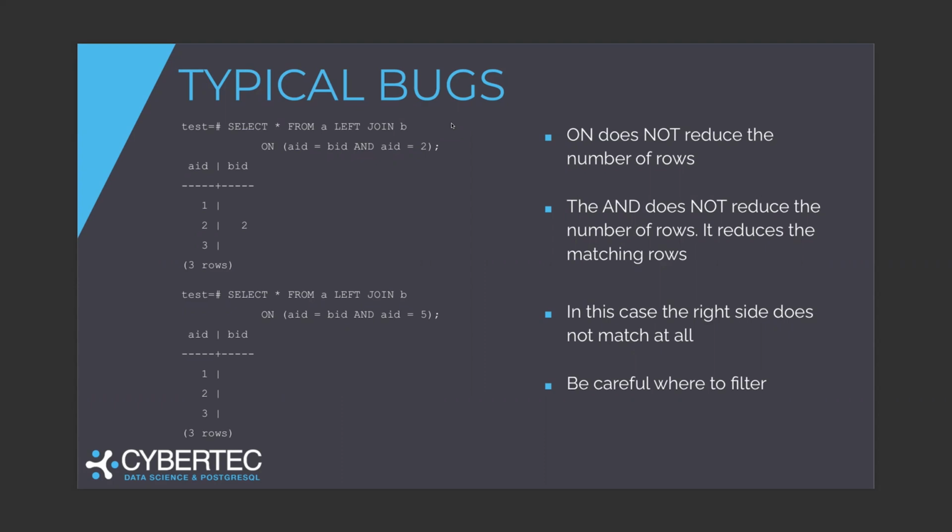So in this case, AID has to be BID, but we only match if AID equals 2. So we're still going to get 3 rows, everything from the left, but the number of rows that match is going to be lower. So in this case, we still get 3 rows, but we only get 1 match. To make it clearer, the second example does the same thing, but in this case, we do AID equals 5. So we got no match. We still get everything from the left, but on the right side, there is no match, but it's still going to be 3 rows.